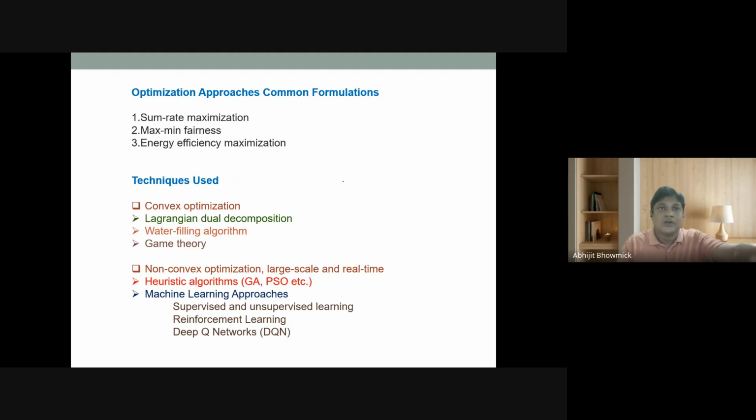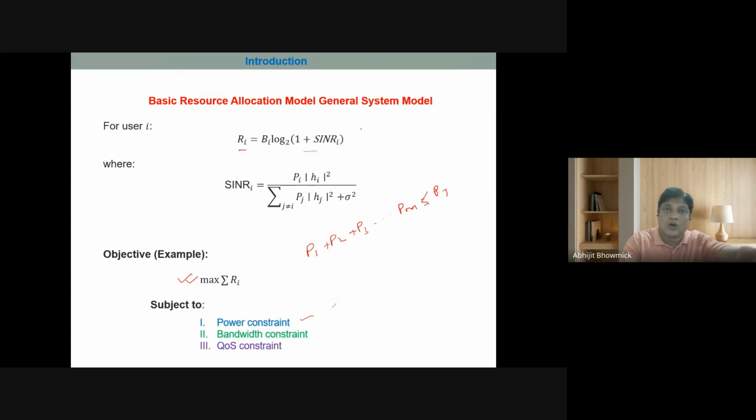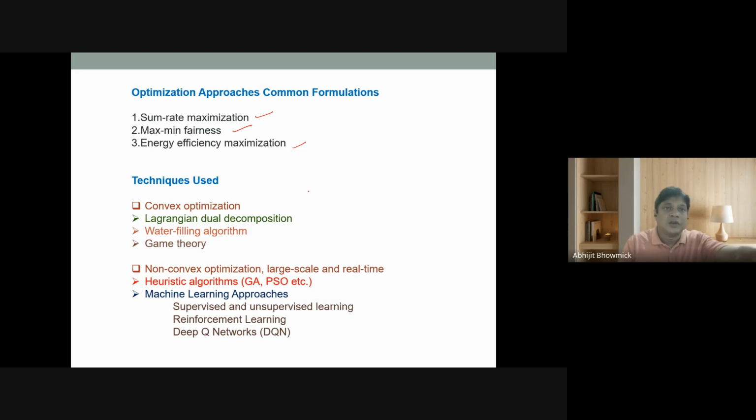Now, what are the common approaches for resource allocation? One is sum rate maximization, one is max-min fairness, or energy efficiency maximization, that I already mentioned in the previous slide, that is EE. Max-min fairness means a minimum data rate is maintained, and while maintaining this minimum, how to maximize the achievable rate. That is max-min fairness.